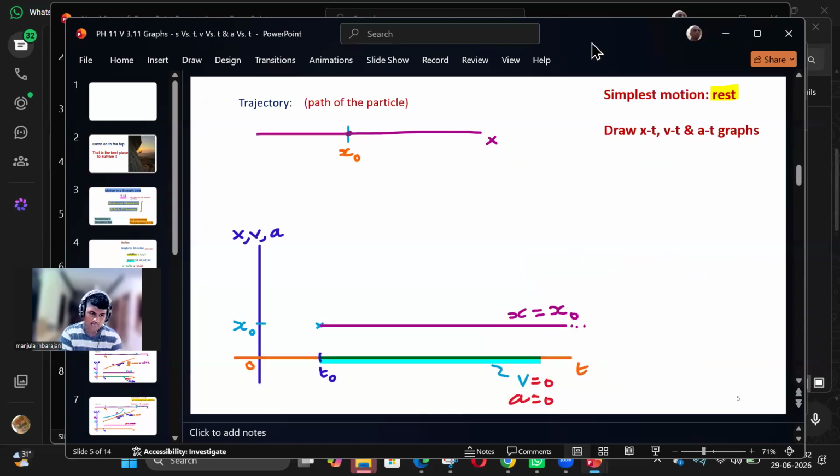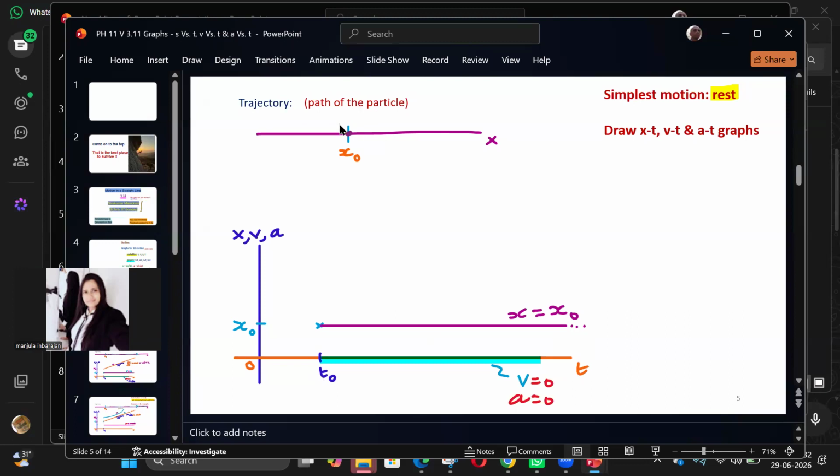So first thing I'll do is take the simplest motion. The simplest motion is not moving. It's at rest. So for this motion, I can draw the xt curve, vt curve, and at curve. With the x-axis, since it's not moving, let it be at x naught at the initial time. So it will always be here. The trajectory is actually a point. There is no path here. So the xt curve will look like this: x equal to x naught for all times, starting from the initial time till now.